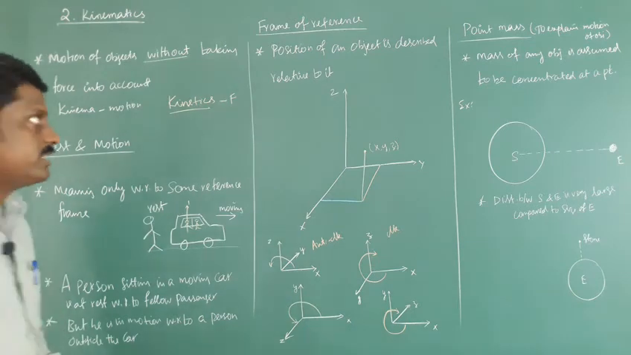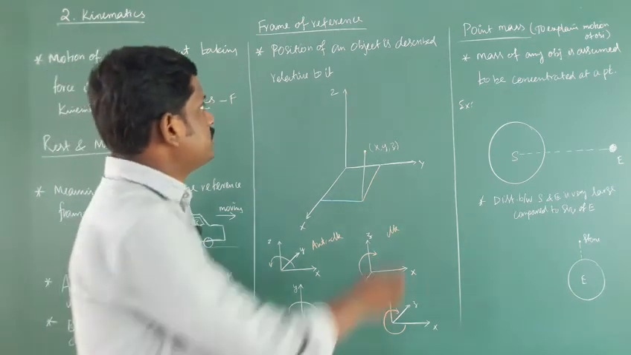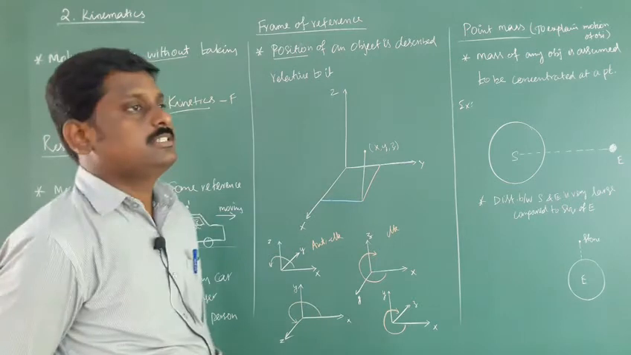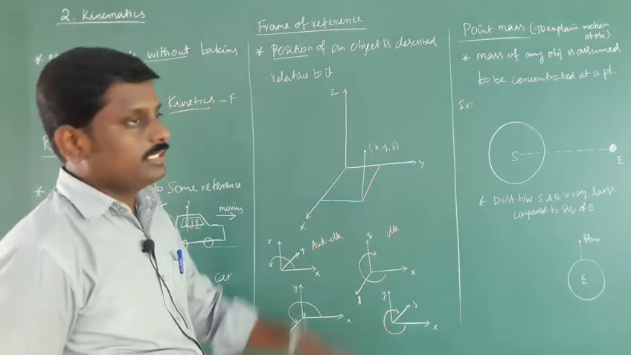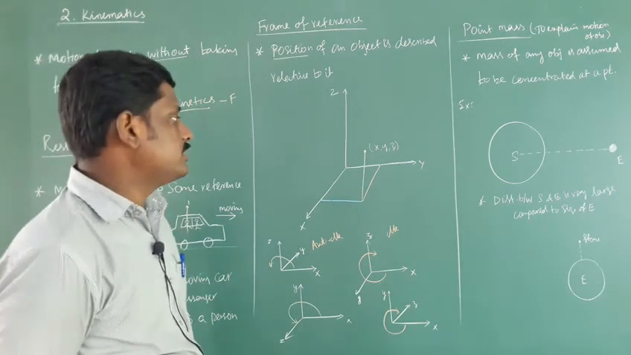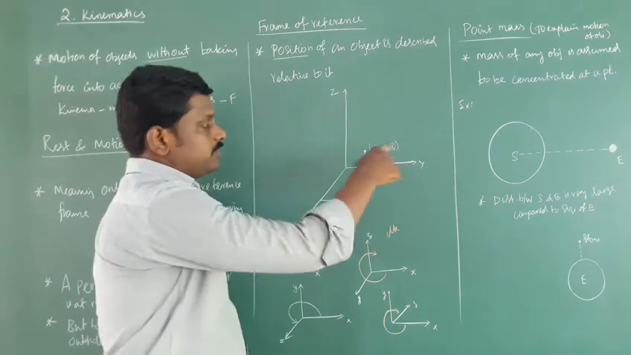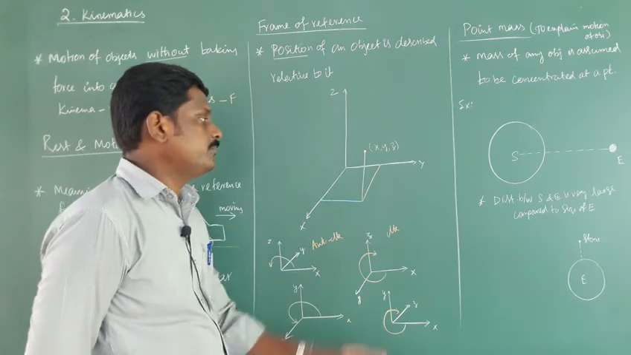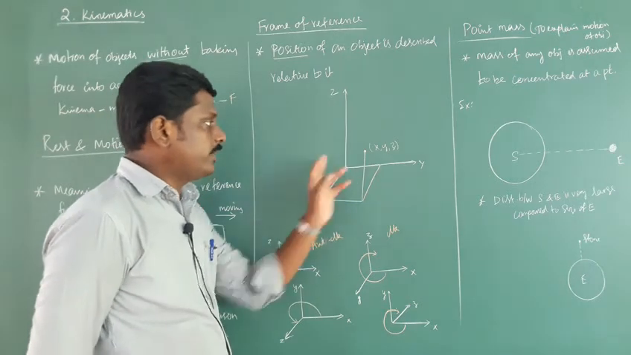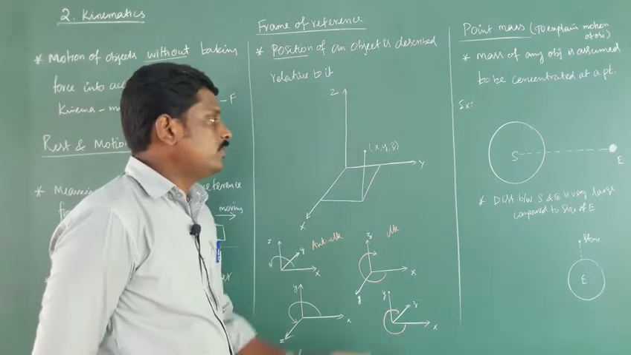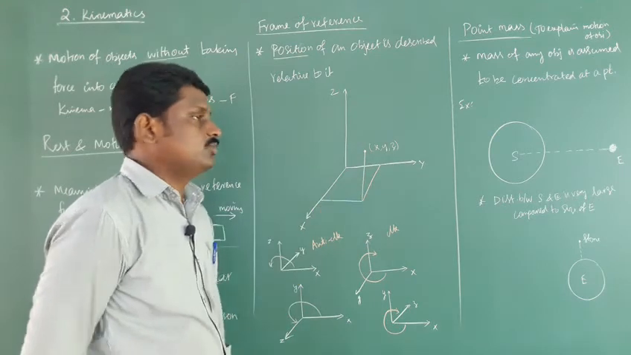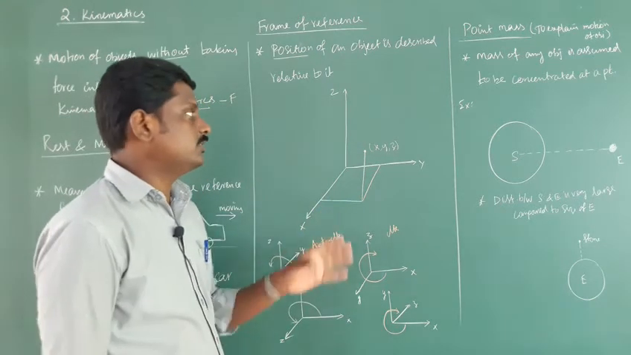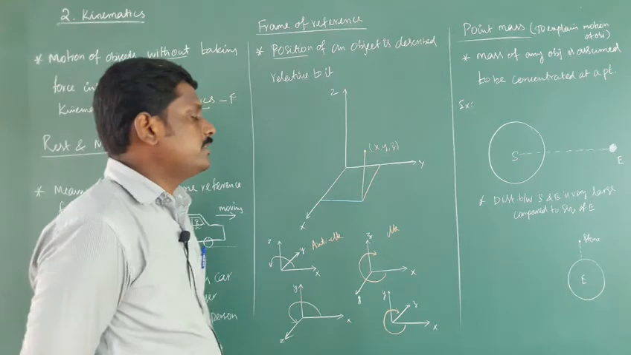Then frame of reference. Frame of reference means the position of an object is described relative to the coordinates x, y and z. Consider a Cartesian coordinate system or rectangular coordinate system, both are the same. So x coordinate, y coordinate and z coordinate. What is the position of the object with respect to that coordinate system?